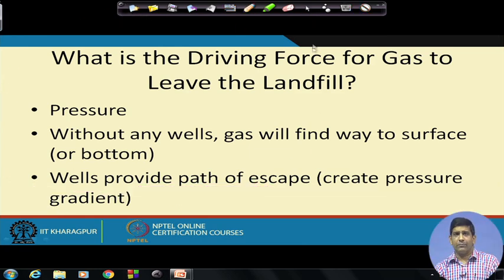Since most landfills are so huge, gas collection system efficiency is a bit low. We do lose a lot of gas. These are called fugitive emissions. Sometimes around 65 to 70% gas collection is considered a very good gas collection system, because there are a lot of fugitive emissions happening from the landfill sites.